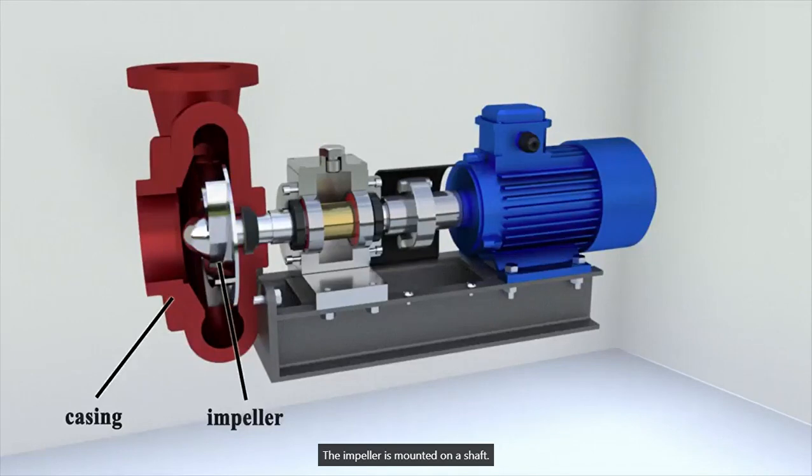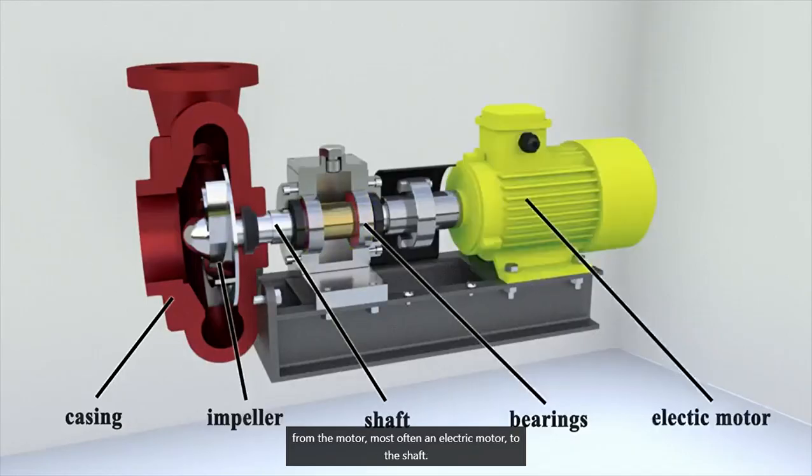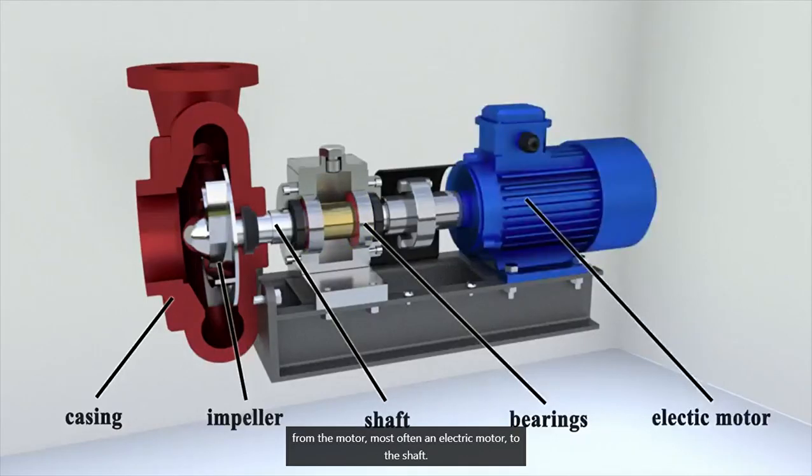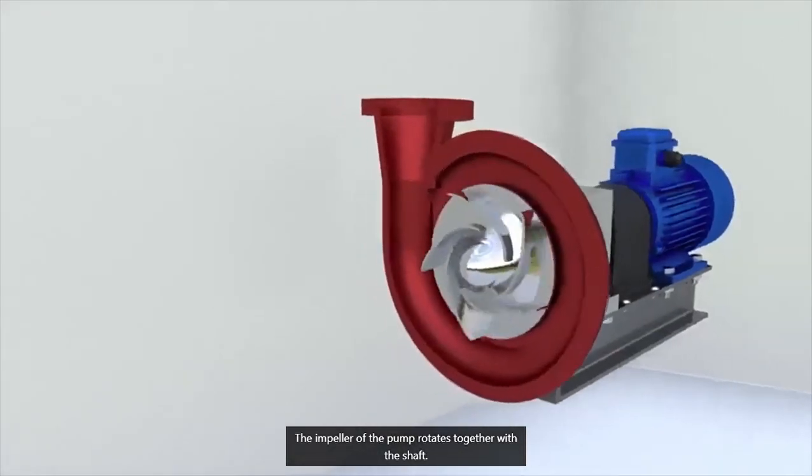The impeller is mounted on a shaft. The shaft can rotate on bearings. The power is transmitted from the motor, most often an electric motor, to the shaft. The impeller of the pump rotates, together with the shaft.